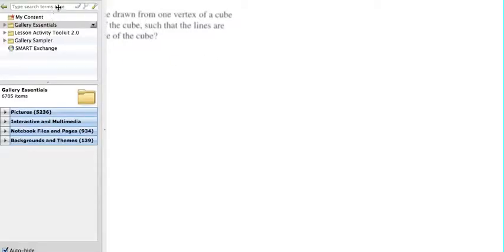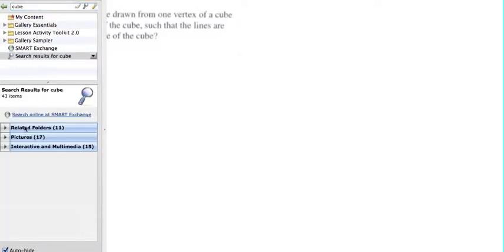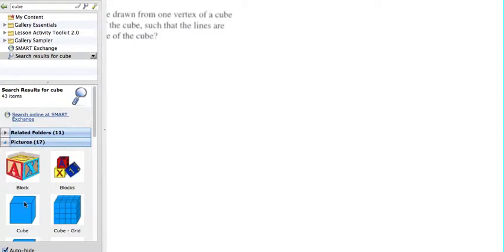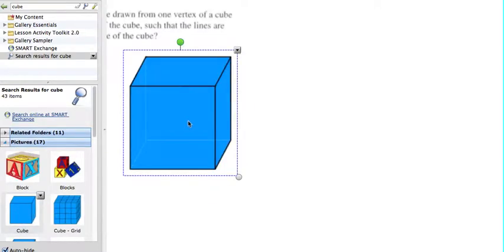Number 8. How many lines can be drawn from one vertex of the cube to other vertex of the cube such that, alright, they're not parallel to any edges of the cube? So then what I'm going to do is this. Let me try to bring this one out.